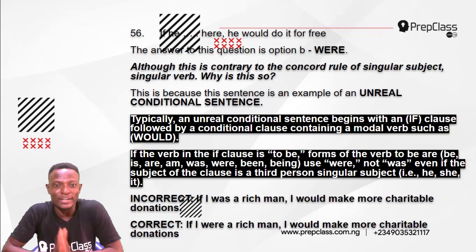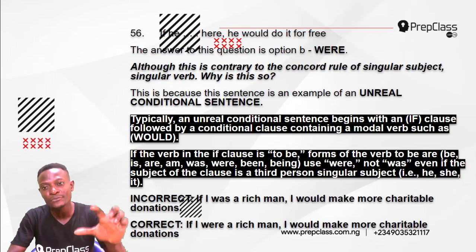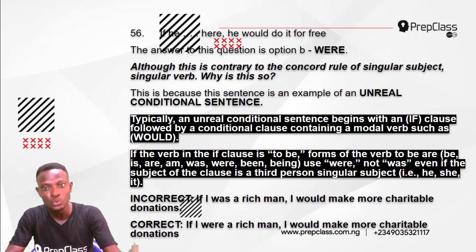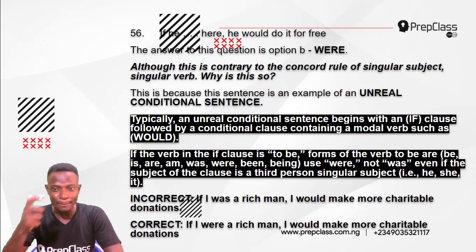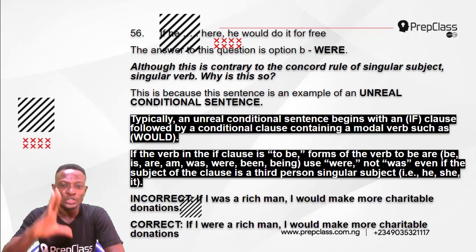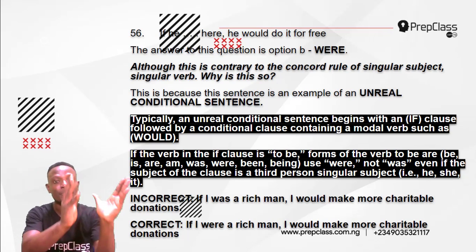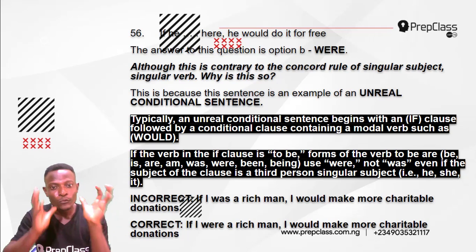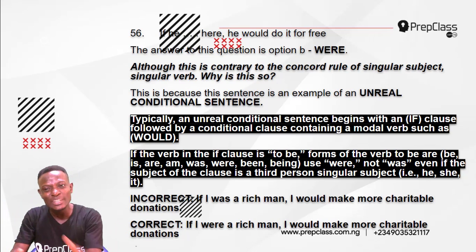this sentence is like this because it is an example of an unreal conditional sentence. An unreal conditional sentence. It is a conditional sentence. If. An unreal conditional sentence. If you were here, he would do it for free. Typically, an unreal conditional sentence begins with an if clause followed by a conditional clause containing a modal verb such as would. So we have what? If you were here, an if clause followed by a conditional clause, he would do it for free, containing a modal verb such as would.